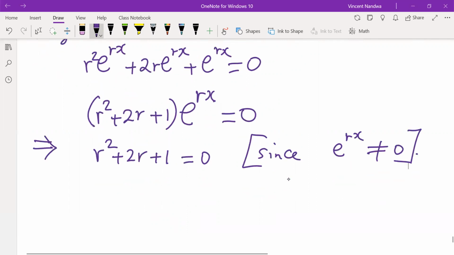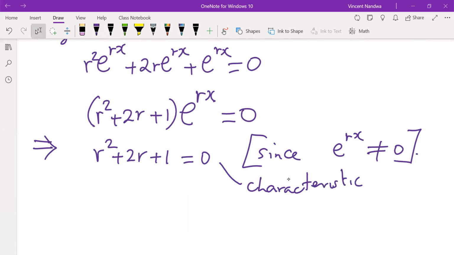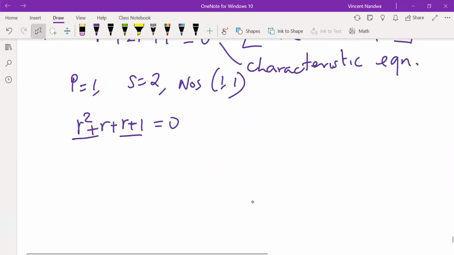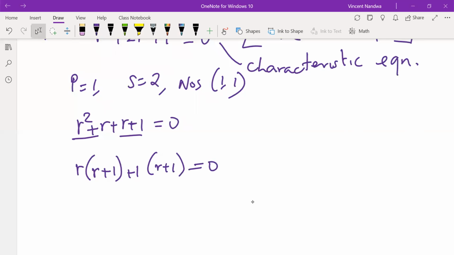So these are what we call the characteristic equation. Now, from the characteristic equation, you get the characteristic roots. Here the product is 1, the sum is 2, so the numbers will be 1 and 1. So I'll have r squared plus 2r plus 1 equals 0. This pair and this pair. So r into r plus 1, plus 1 into r plus 1, equals 0.